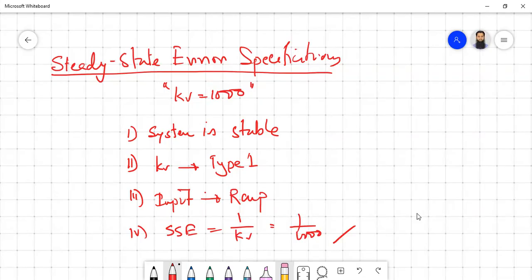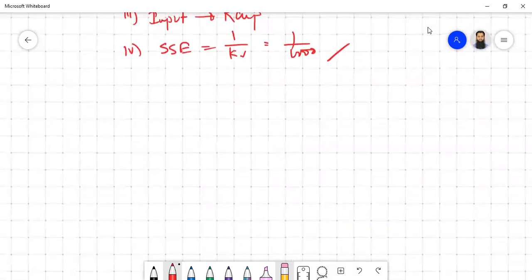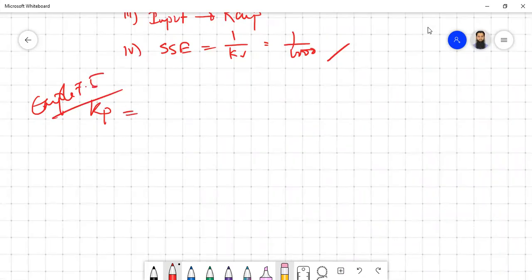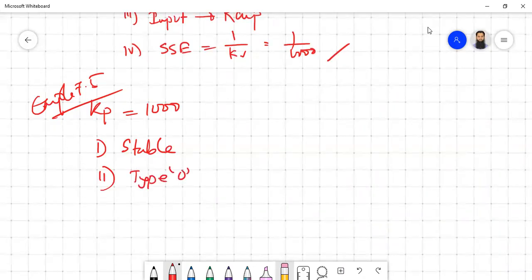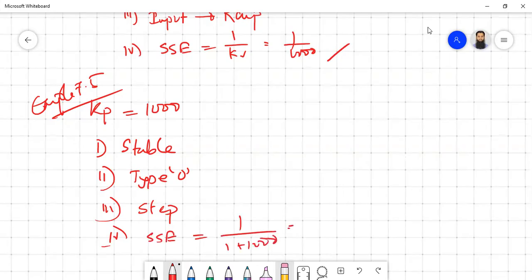Similarly, one example is given, example 7.5. In that particular case, Kp is given as 1000. So what information can we get? First of all, definitely it has to be stable. Secondly, since it is Kp, the system type is zero. Zero system type is the only one giving a finite value. Thirdly, the input is definitely step. And fourthly, your steady state error you can directly calculate as 1 by 1 plus 1000, basically 1 by 1001. So this is your steady state error.